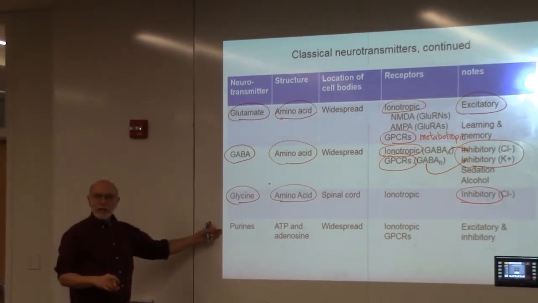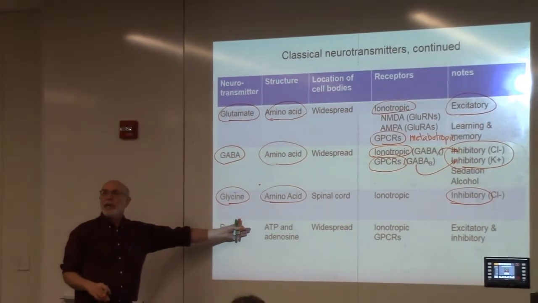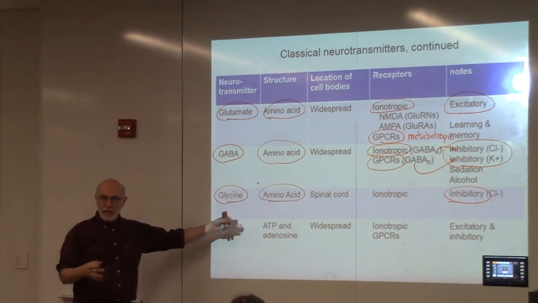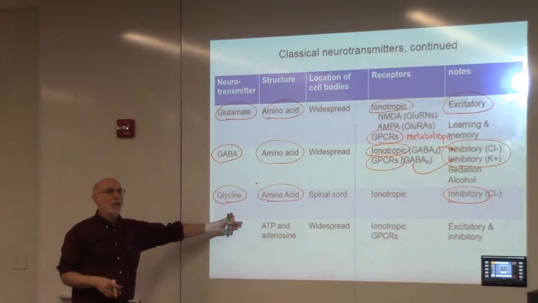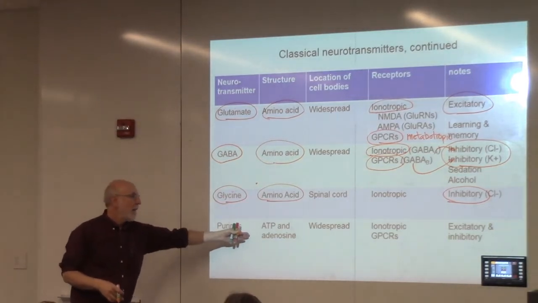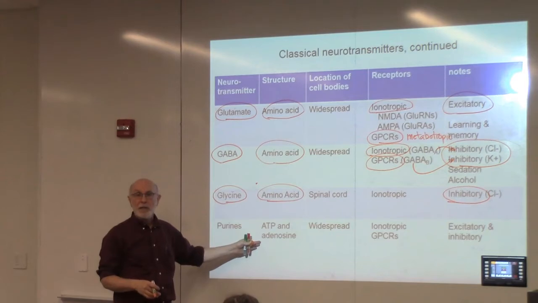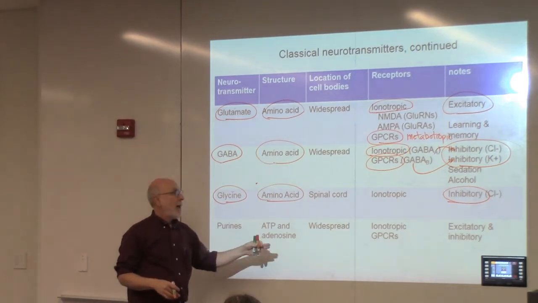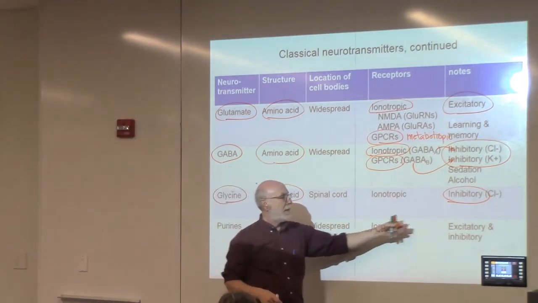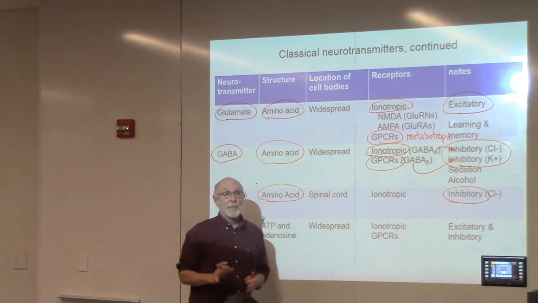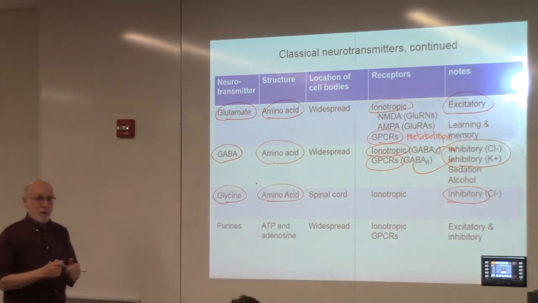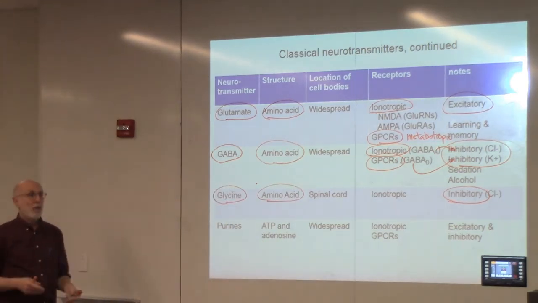And there are purines. ATP, it turns out, is a neurotransmitter. So in addition to all that good stuff that ATP does to all your cells, it's a neurotransmitter. And its breakdown product, adenosine, is a neurotransmitter. And we have different types of receptors for them, and they have multiple functions. You can see I'm not circling anything, because I'm not going to test you on purinergic receptors. But they're important neurotransmitters.